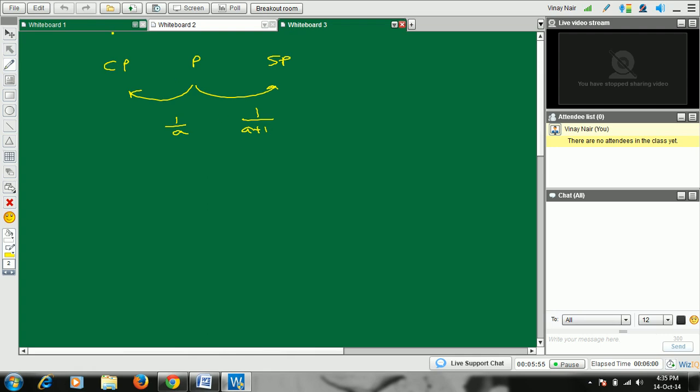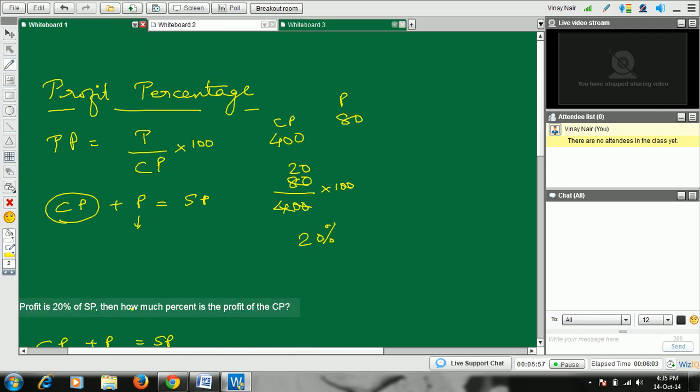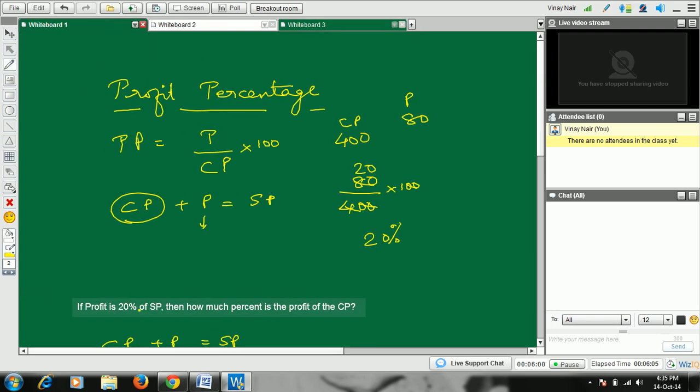So using this, let us look at our question again. If profit is 20% of selling price, 20% is nothing but our 1/5. So profit is 1/5 of the selling price. That means it has to be 1/4 of the cost price. Right? So immediately we can say, okay, this is 1/5 of the selling price, so it has to be 1/4 of the cost price, and 1/4 is nothing but 25%. So it is 25%.